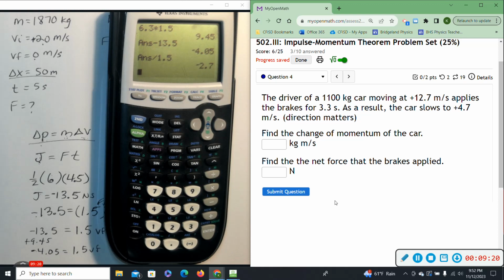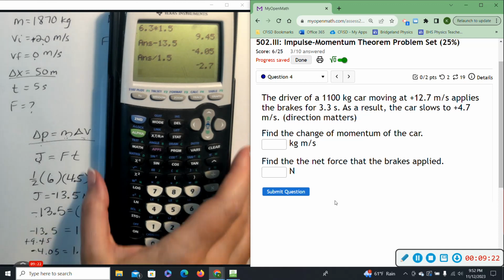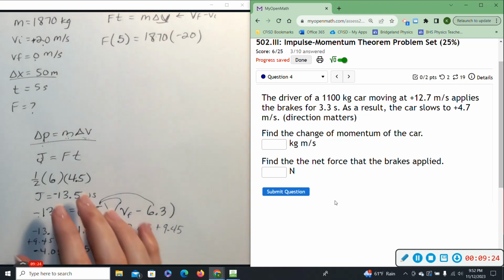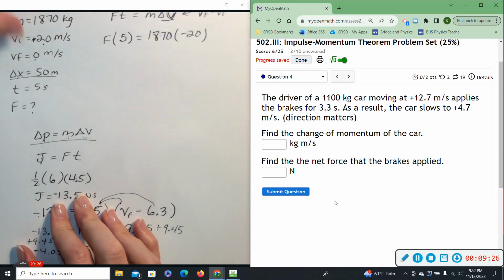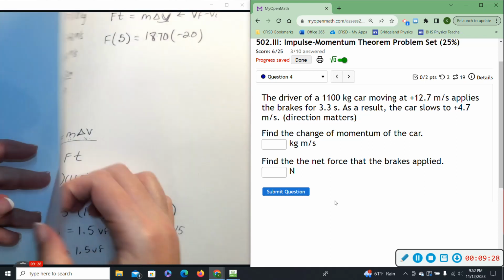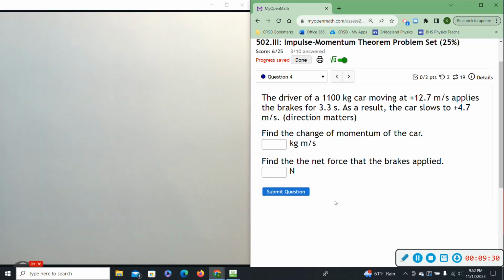Question 4. The driver of a 1,100 kilogram car moving at 12.7 meters per second applies the brakes for 3.3 seconds. As a result, the car slows to positive 4.7 meters per second. Direction matters. Direction always matters, I'm just reminding you. Find the change in momentum of the car. Find the net force that the brakes applied.